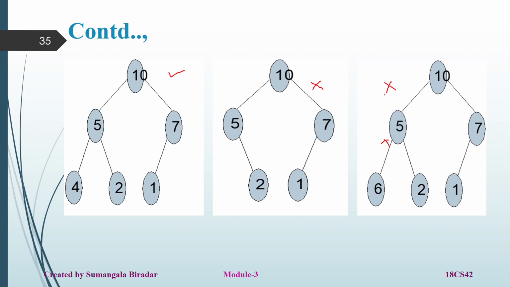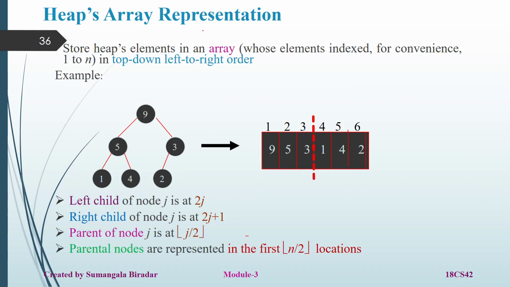So for the heap tree, both the criteria must be fulfilled completely. If both the criteria are fulfilled, then only we call that one a heap tree. Okay, is it clear what a heap tree actually is? Okay, next, heap's array representation.